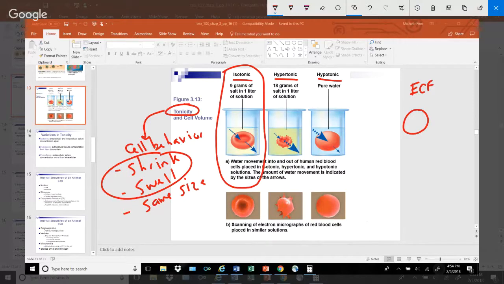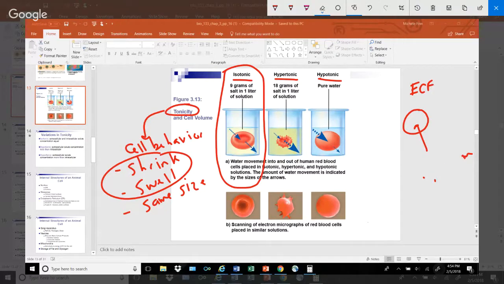Inside the cell, this is where we could call this intracellular fluid, ICF, or we could also call it cytoplasm or cytosol. We learned that this week. So what is this tonicity thing? Why should we be worried about it?